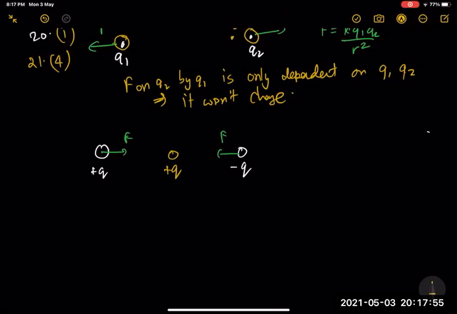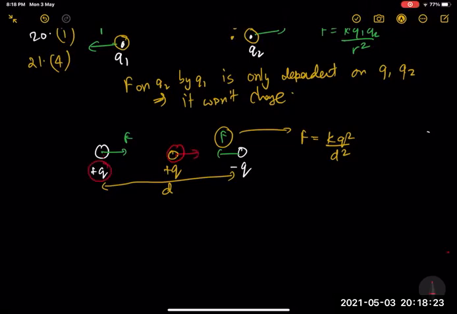See, suppose this distance is d. Then the F value, the green F, is equal to k q square by d square. Fine. Any problem, anyone? No. Now if this plus q is kept here, the force on this will be, due to this plus q, it will experience a force like this, F1. And due to this minus q, it will again experience a force like this, which is F2.